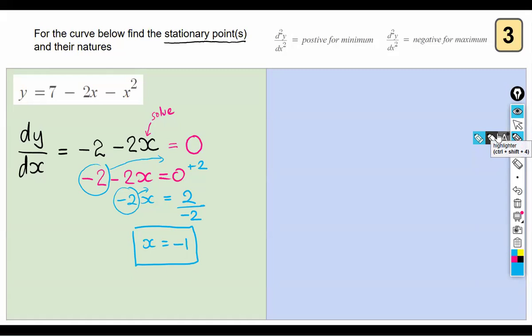And there are 2 types of stationary points. Isn't it a maximum, or it could be a minimum? How do we know which one it is, right? To know which one it is, we have to differentiate one more time.